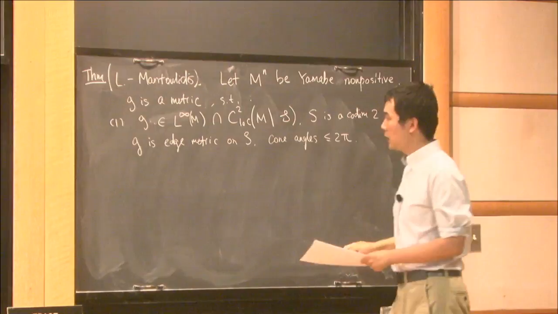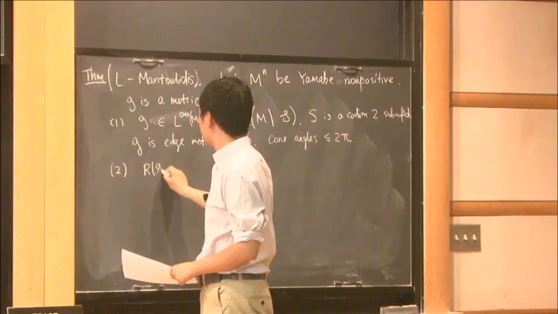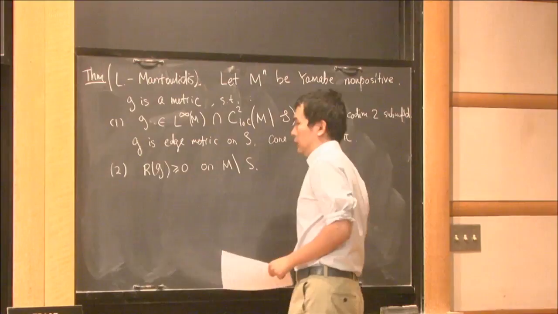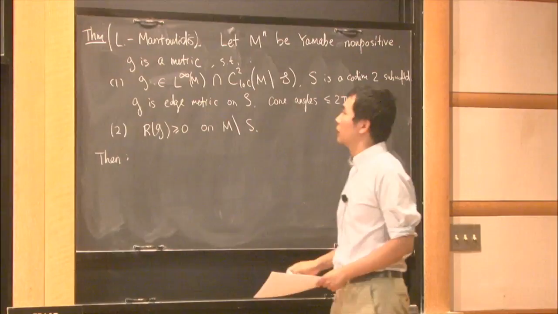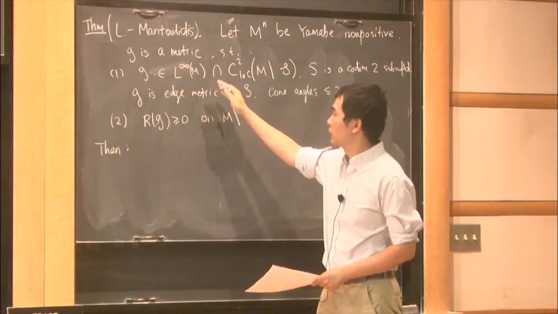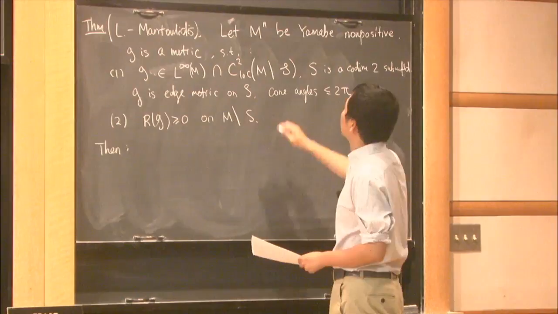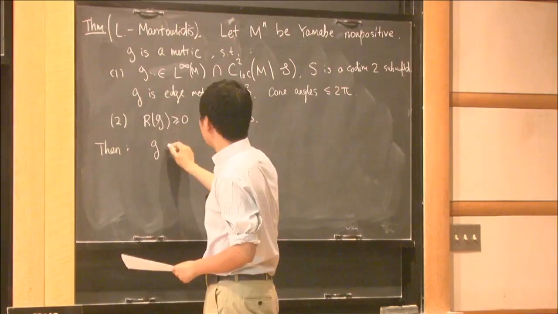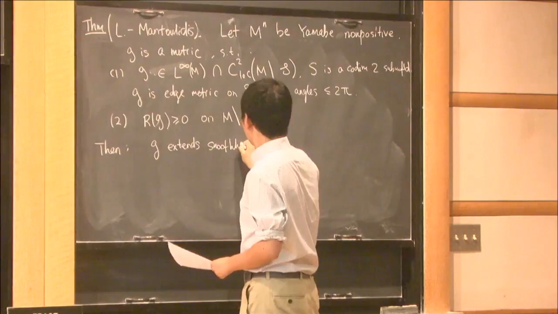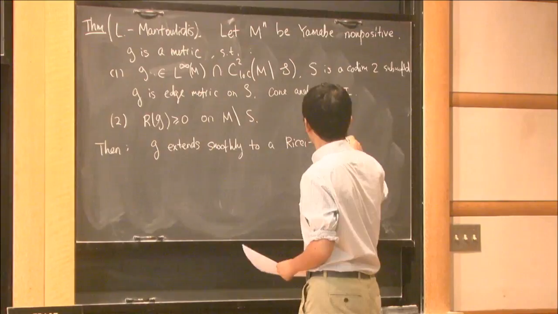The second is that the scalar curvature of G is non-negative on M minus S. The observation is that this condition basically means the scalar curvature is increasing on S and it's non-negative elsewhere. And the original manifold we assume to be Mabi non-positive. Then the conclusion is that G extends smoothly to a Ricci flat metric on the whole manifold M.